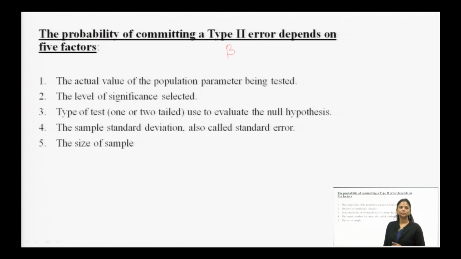My beta error also depends on the level of significance selected. If I am supposed to select 1%, but I am taking 5% level of significance. So, there are two levels of significance, that is 1% or 5%.